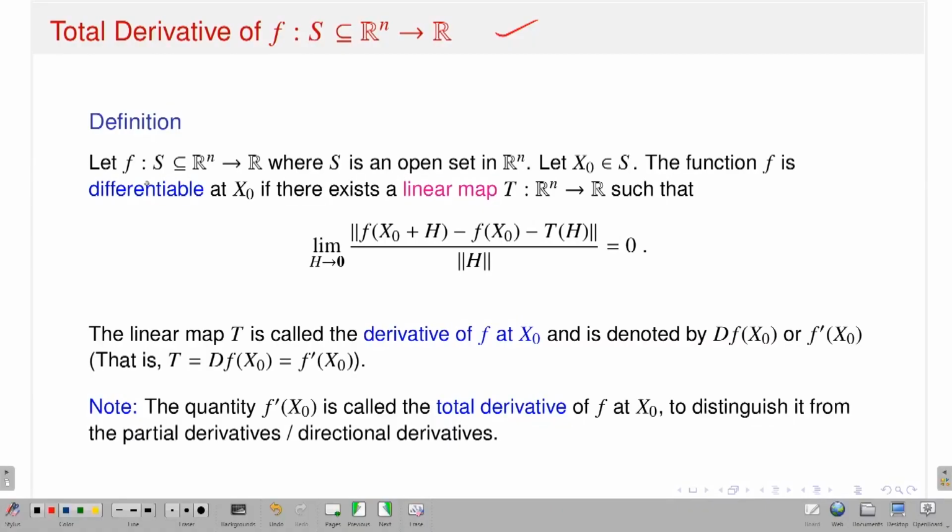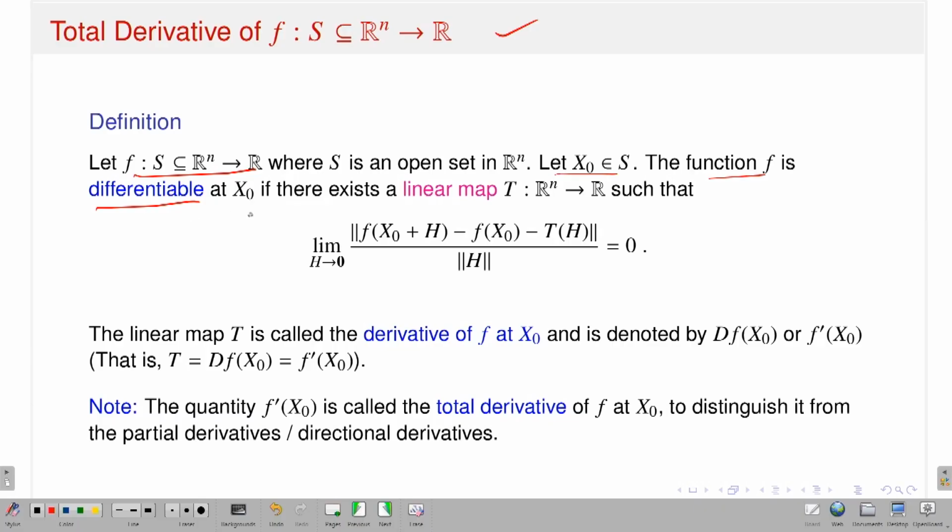Once I have this observation from real to real, I can easily extend this definition to the context of Rn to R, and that will give you the notion of total derivative. This is the definition of total derivative. It says, start with a function f from some open set S, a subset of Rn, to R. Let x naught belong to S, and I would like to talk about the existence of the total derivative at the point x naught. I am saying that the function f is differentiable. Look, I am just talking about differentiable, no partial, no directional, nothing.